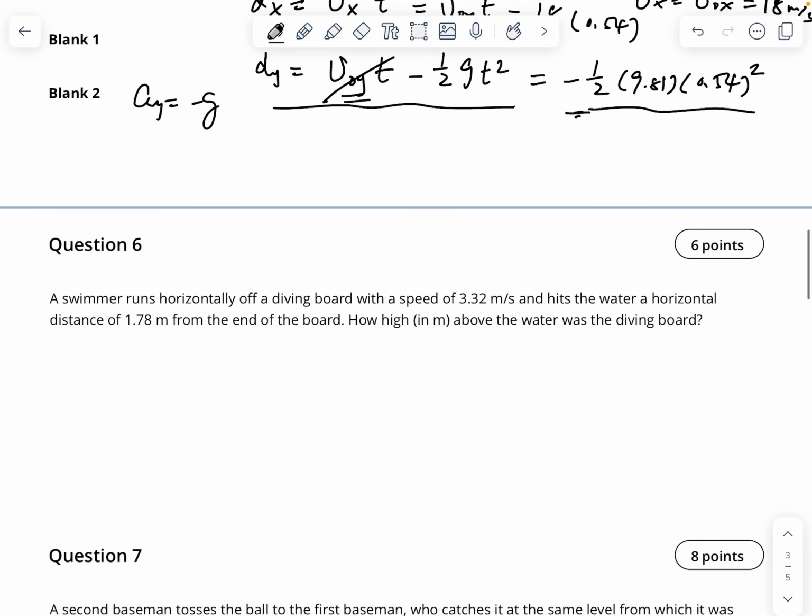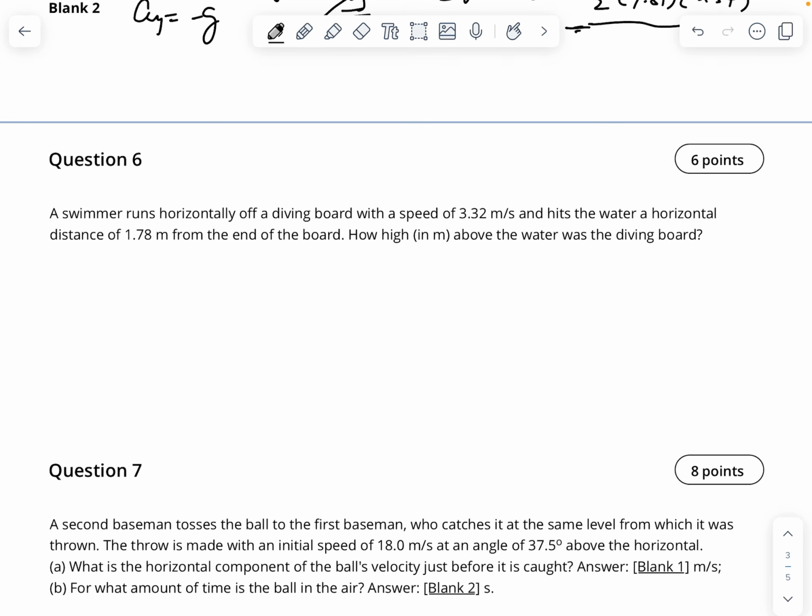All right, number 6. A swimmer runs horizontally off a diving board with a speed of this. Same thing here, right? A diving board.